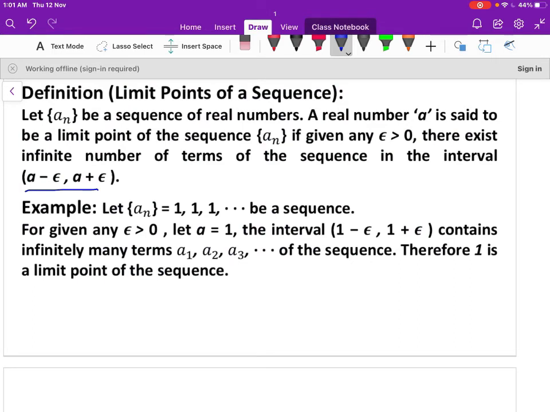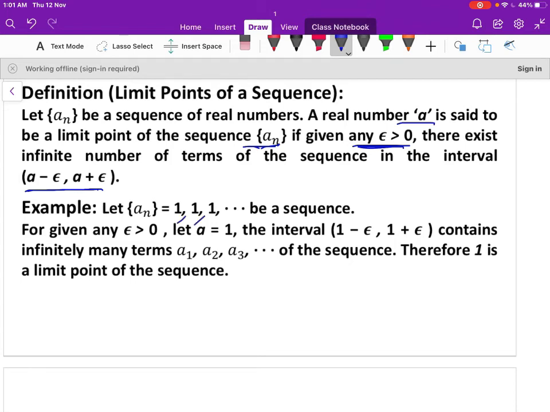And now we'll move to the definition of limit points of a sequence. A real number a is said to be a limit point of a sequence a n if given any epsilon positive, there exist infinite number of terms of the sequence a n in the open interval a minus epsilon comma a plus epsilon. Let us take an example.